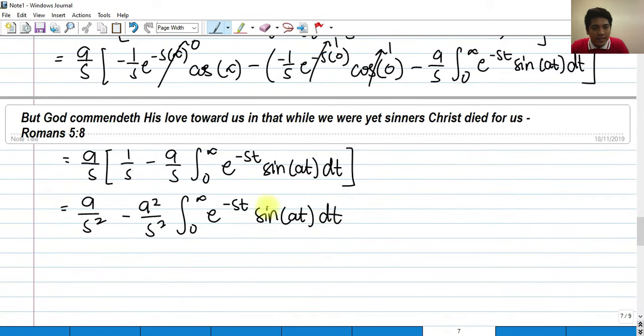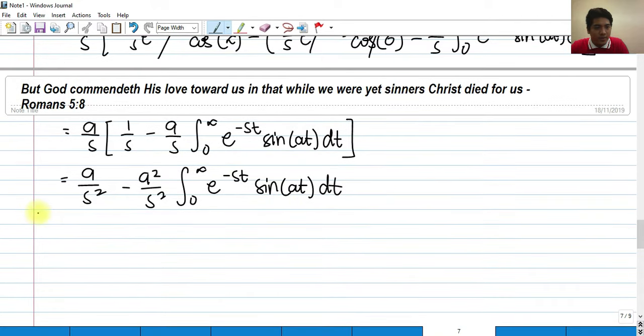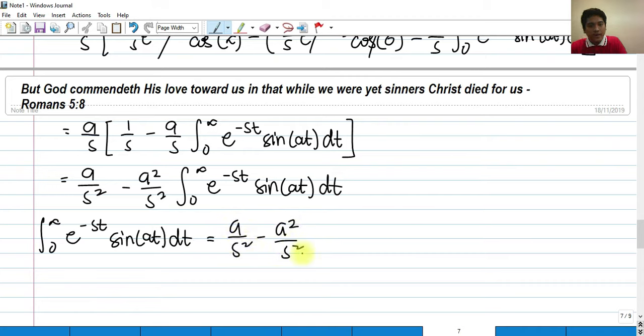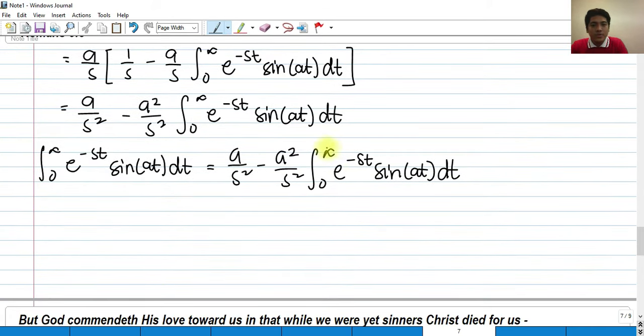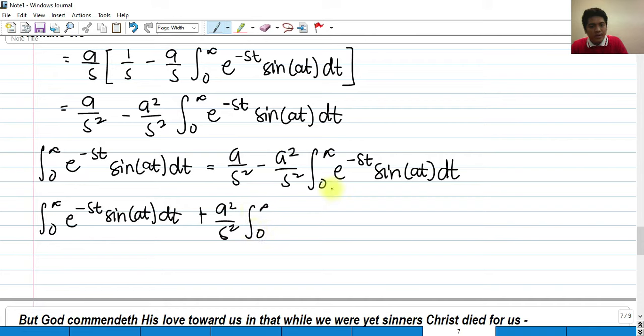So the left side of the equation is also this, because we are trying to find the integral of this. We can rewrite this as the integral from 0 to infinity of e raised to negative st sine of at dt is equal now to a over s squared minus a squared over s squared, integral from 0 to infinity of e raised to negative st sine of at dt. And if I transpose this term to the left side, we have the integral from 0 to infinity of e raised to negative st sine of at dt plus a squared over s squared, integral from 0 to infinity of e raised to negative st sine of at dt is now equal to a over s squared.